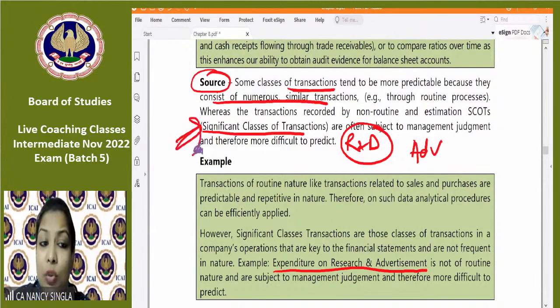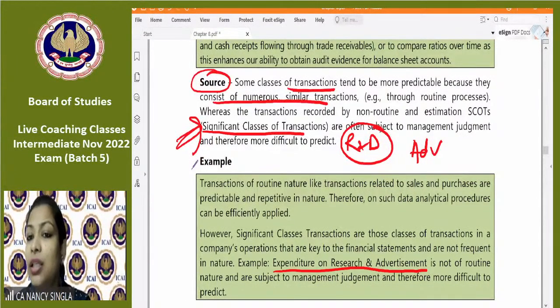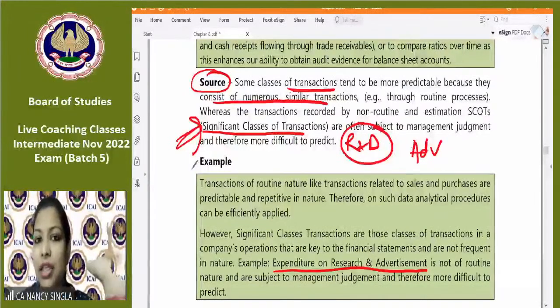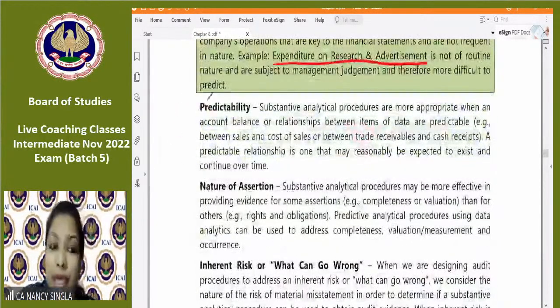But with respect to a class of transaction like research and development, where management judgment is involved, which are not predictive in nature. You cannot predict them. So in that case, the auditor will have to perform the test of details. There you will have to check in detail, research and development, advertisement, for example. Okay. Our next point is relating to what? Predictability.